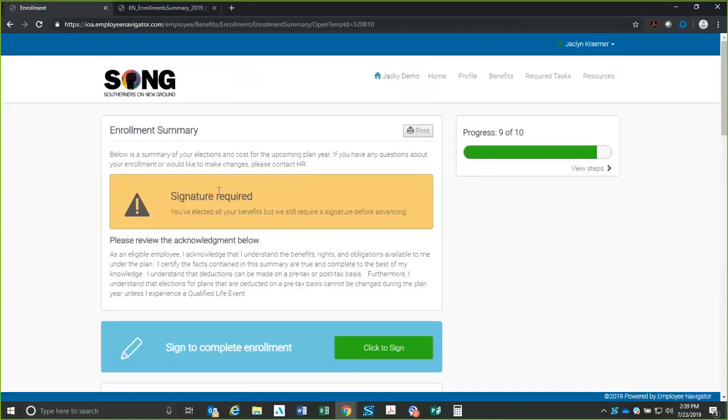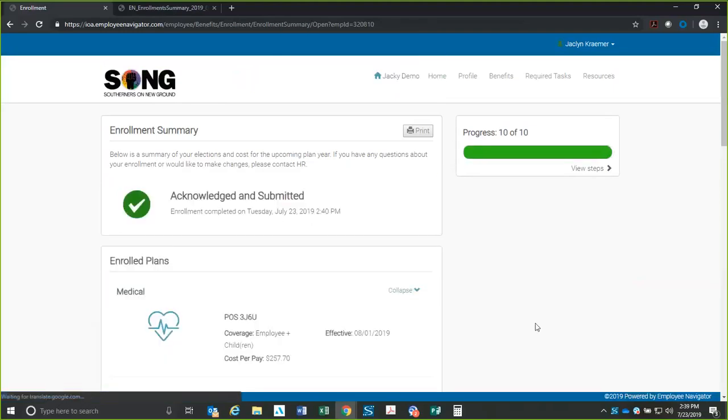So it says my signature is required. I have to click to sign one more time. And now it's been submitted a second time with the changes that I've just made. So if you're unsure when you get to the end, just don't click it and wait until you're 100% positive.